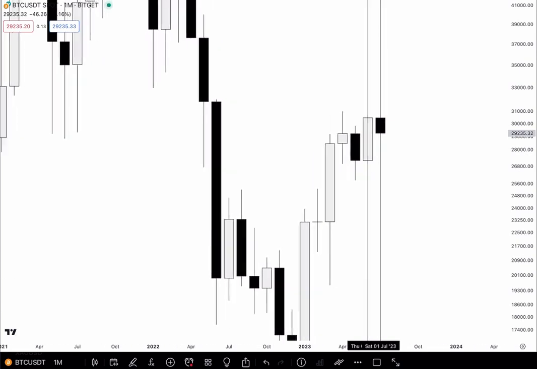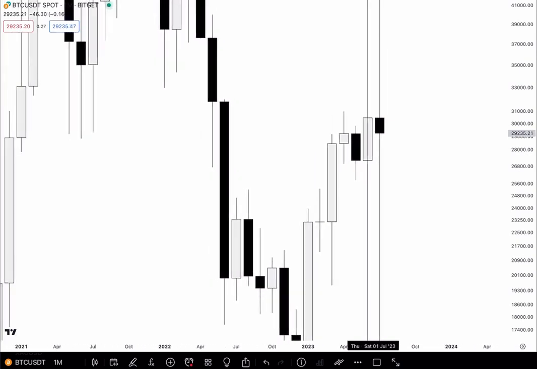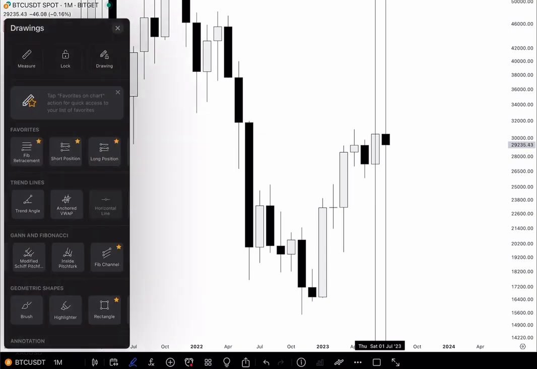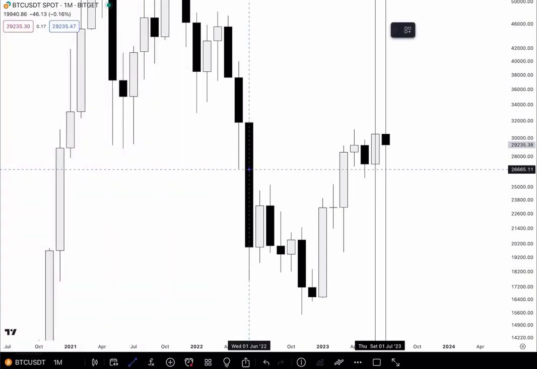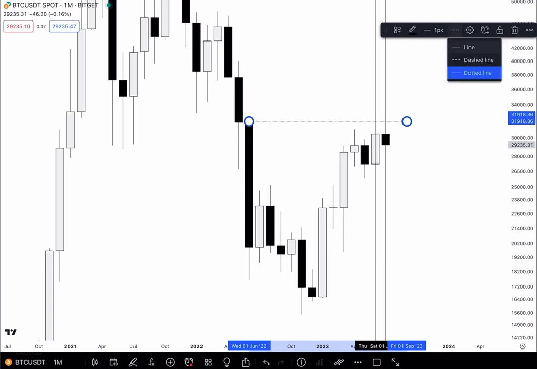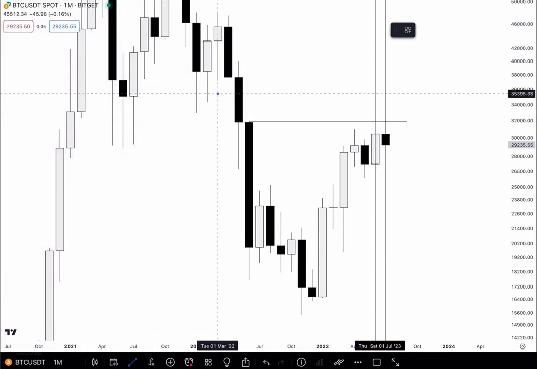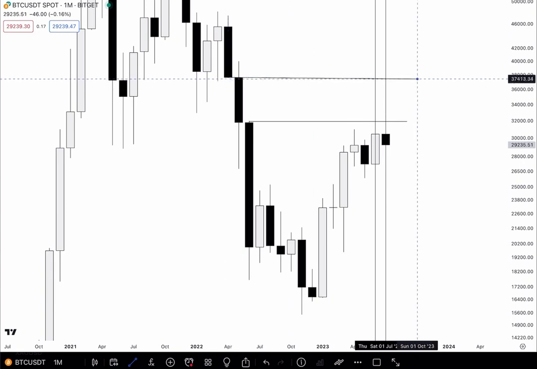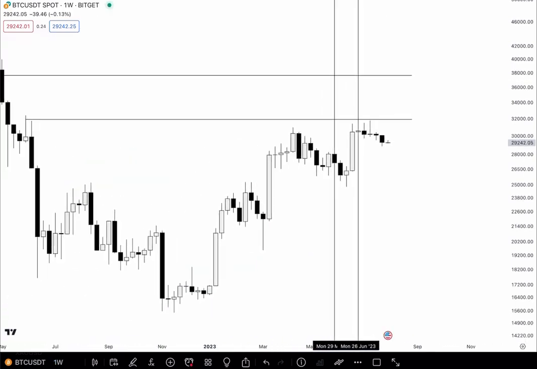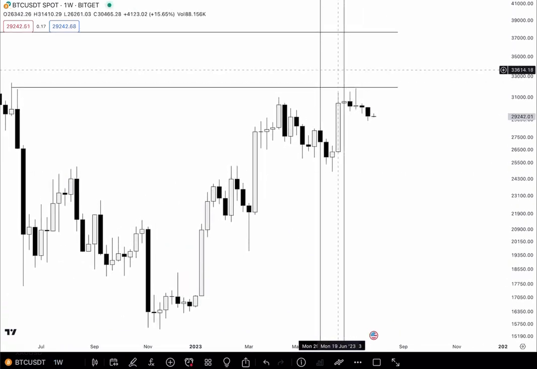And before I continue, let me just mark the draw on liquidity on the higher time frame, which is this monthly FVG. All right. So the magnet for us is up here, right?